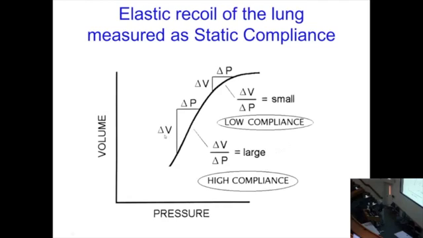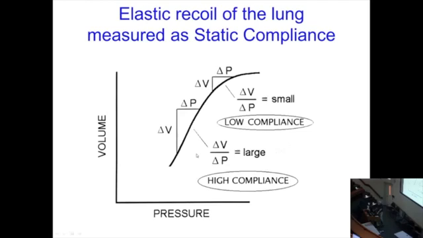Okay, so we can think about the elastic recoil of the lung by creating a static compliance curve, or a pressure volume curve. On the x-axis we have pressure. We apply a certain pressure to the lung and we measure the volume. It's a static compliance curve, so if we change the pressure, we wait until the lung comes to steady state, and then we make the measurement. If it weren't static compliance, it would be dynamic compliance, where you measure things during movement, and it's more complicated.